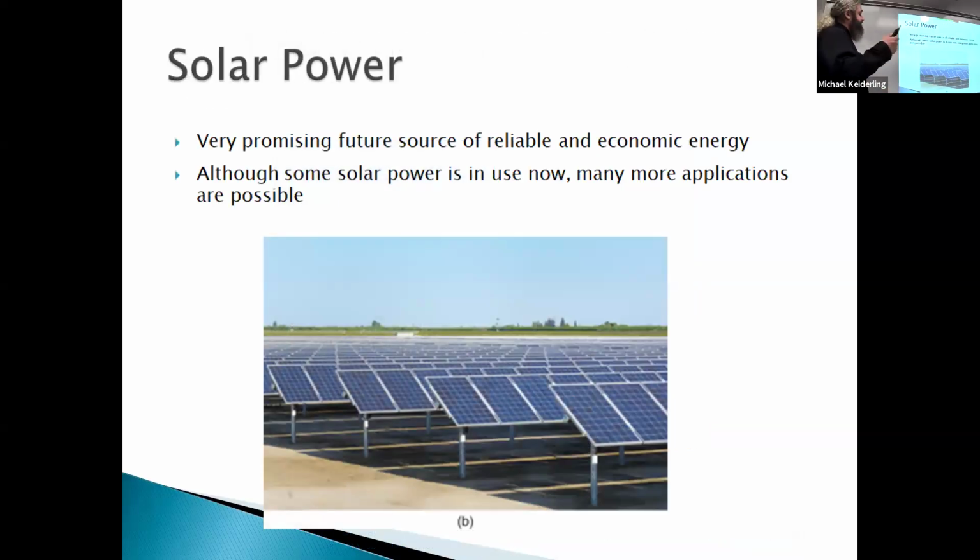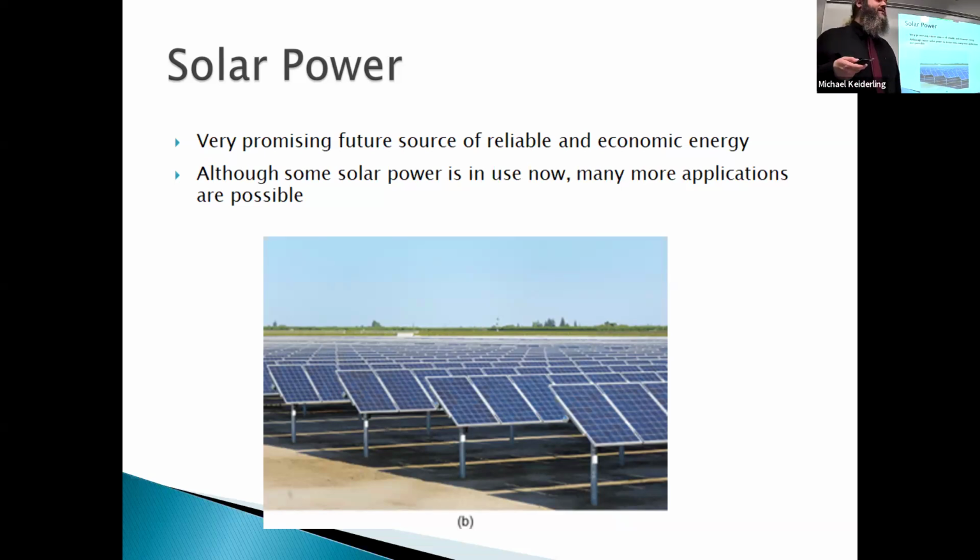Solar power. Solar power has been the best thing recently. It's a big future source of reliable and economic energy. That's a little dated. Now there's a lot more solar power in use, because solar power just got cheap. So you could just stick it on top of your warehouse or whatever. It's not very expensive to build a big solar farm like this, just putting out a whole bunch of solar panels.